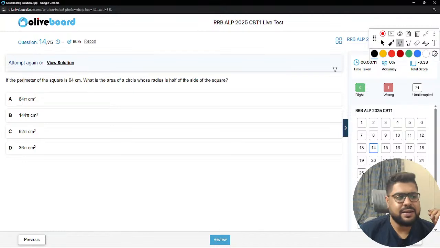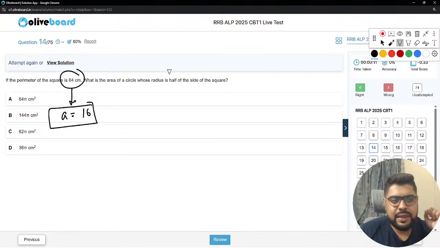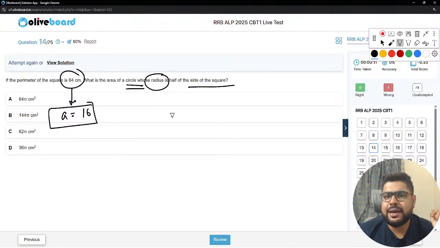Perimeter of a square is this. That means the side of the square is perimeter by 4. 4A is the perimeter, 4 sides. So by 4, that is 16. Now, the area of a circle whose radius is half the side of the square. So the radius will be half of this, that is 8.